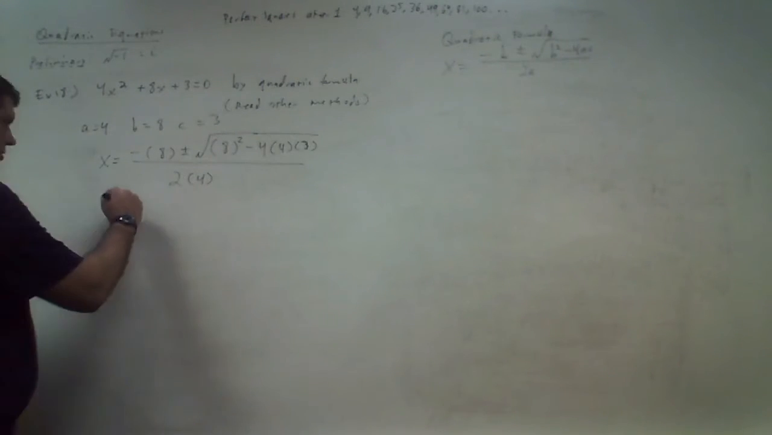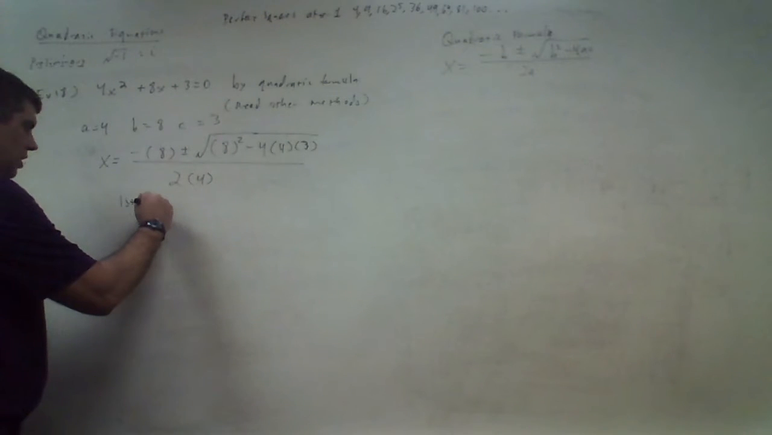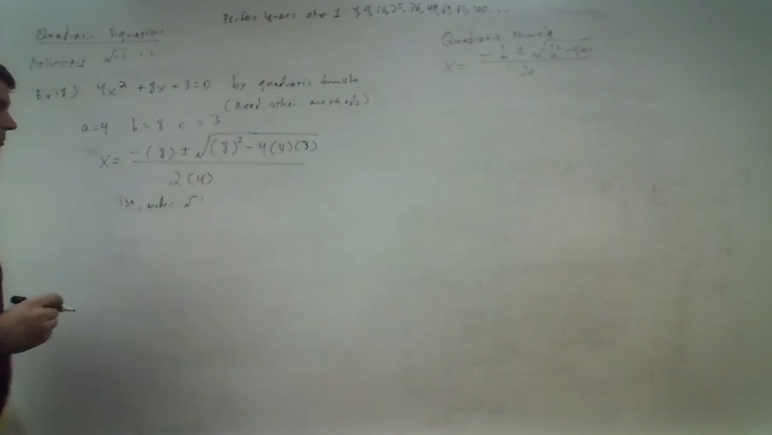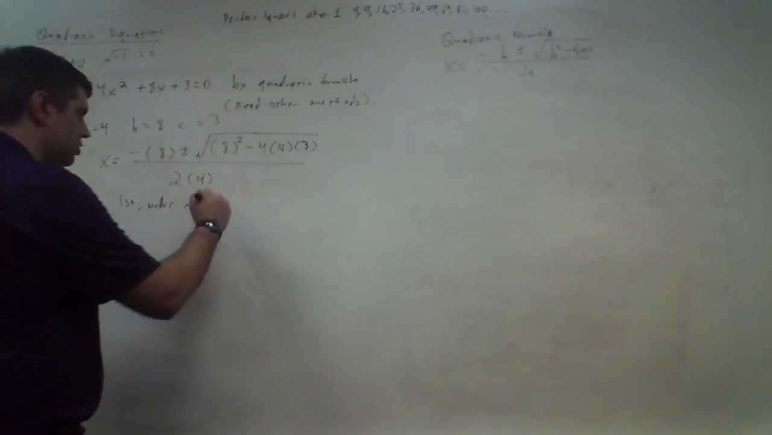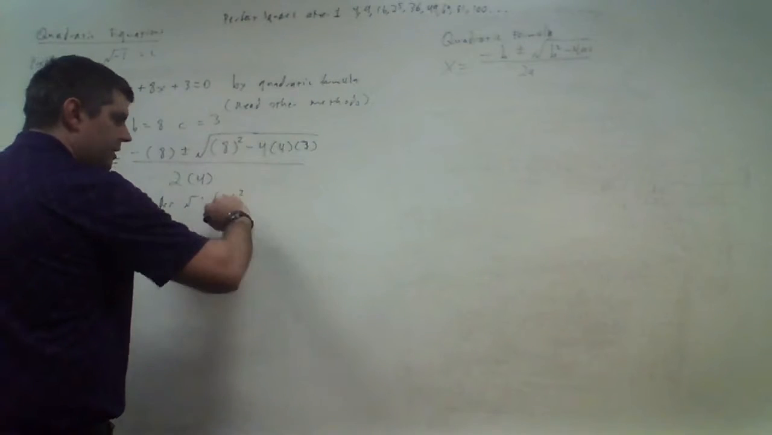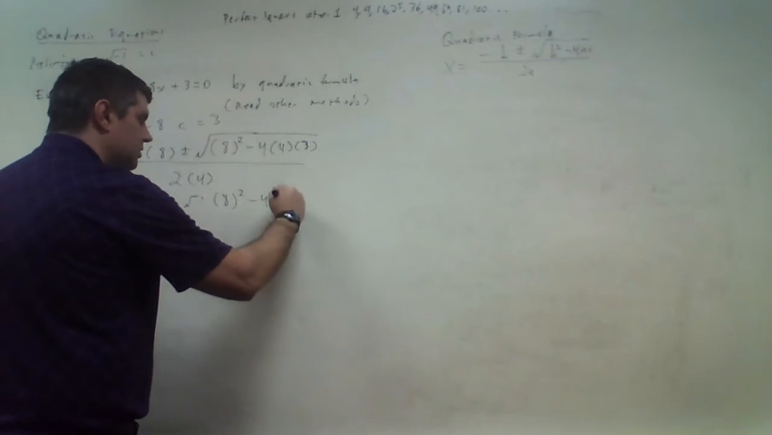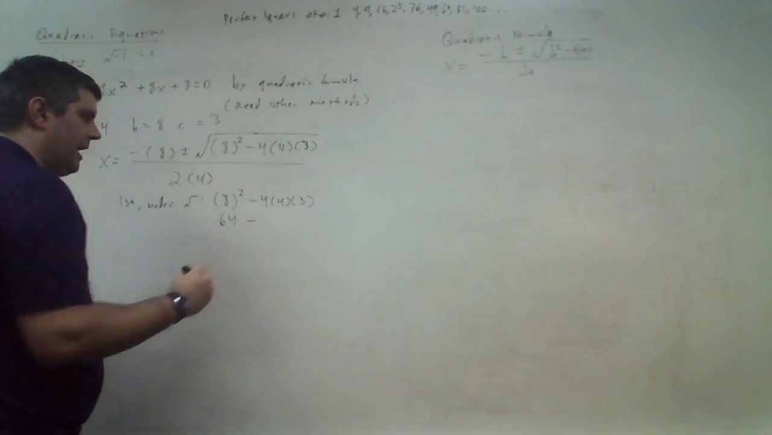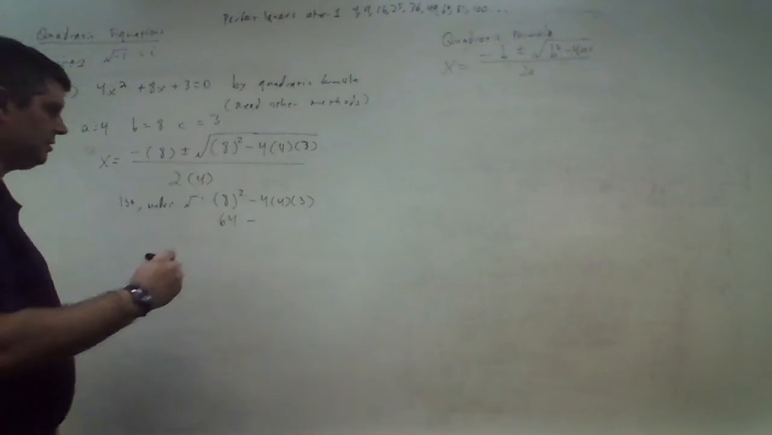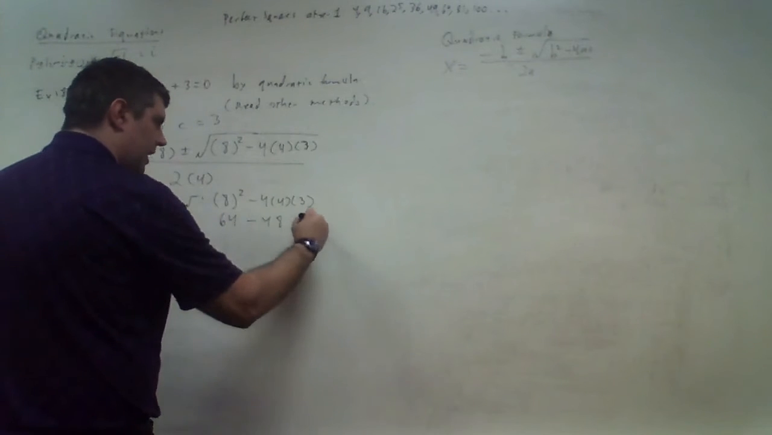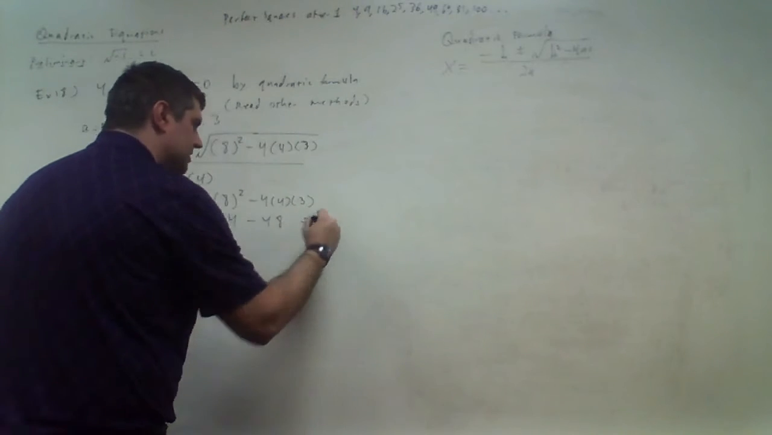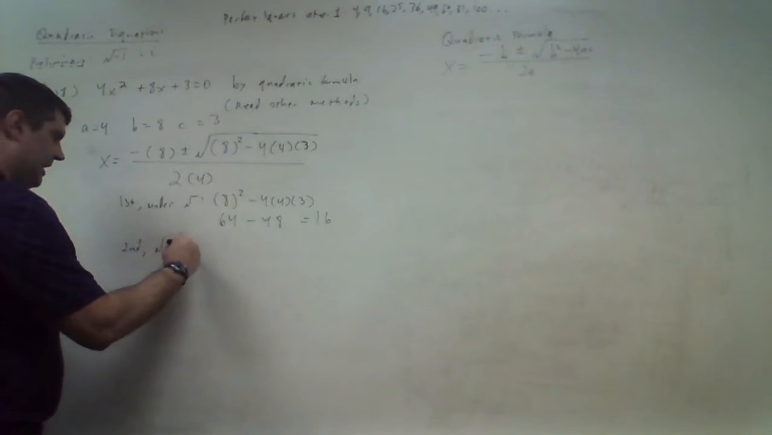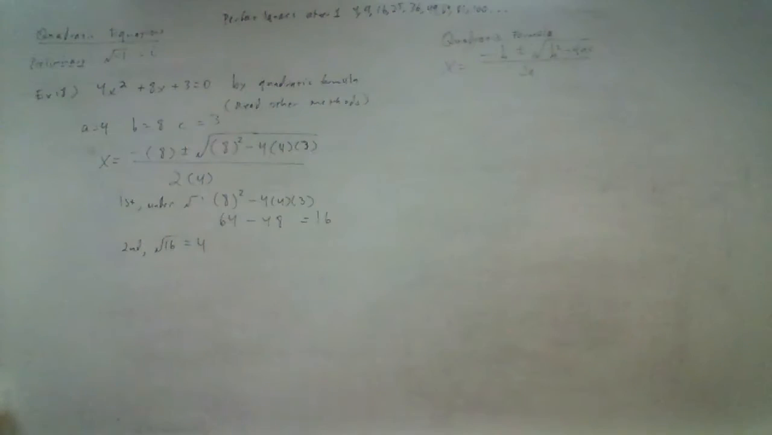So first, under the radical. So I have 8 squared minus 4 times 4 times 3. That is 64 minus 48. Your calculator will tell you the same thing, which is 16. Second, square root of 16 is 4.